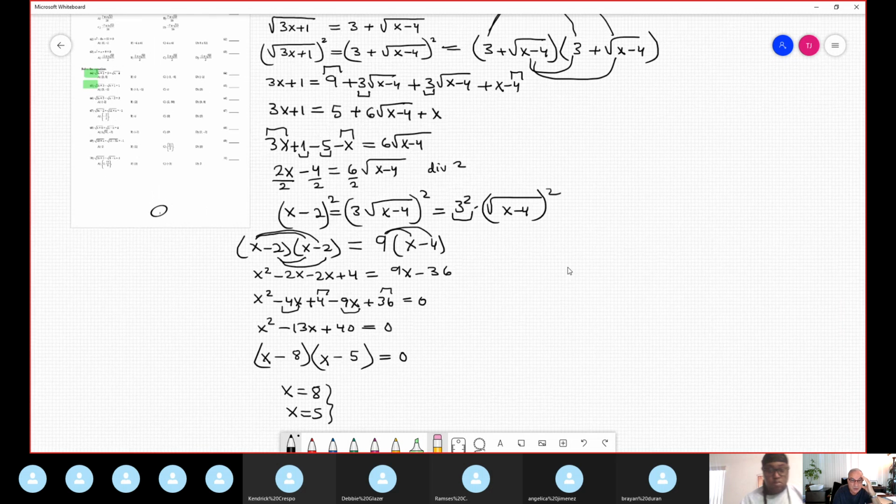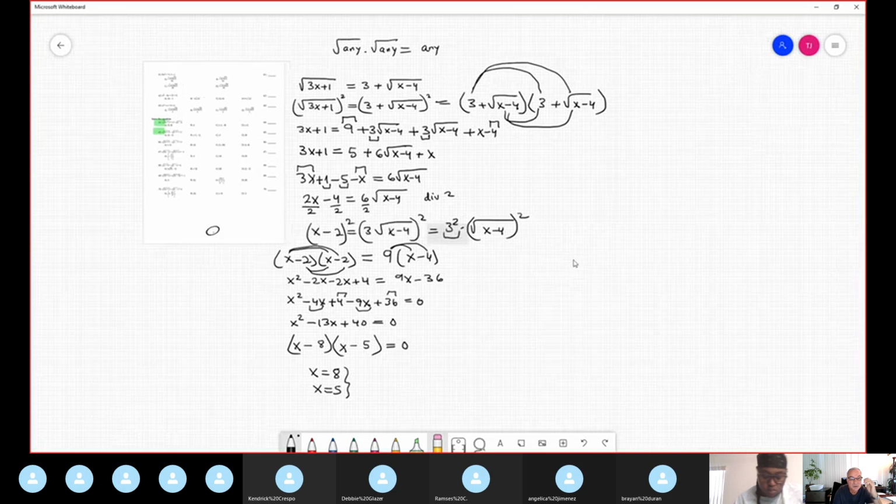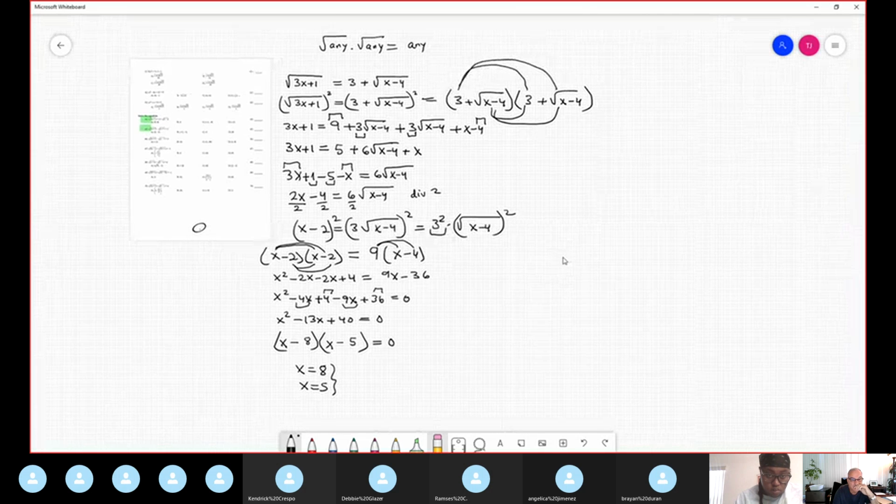you need to check it, it is mandatory. This is a long problem. So you have to check it in the original. The original I never touch until that moment. Here, I am checking both. I am checking for 8 and I am checking for 5.